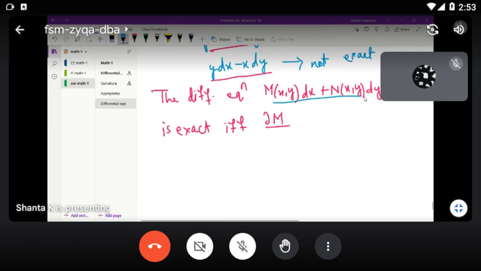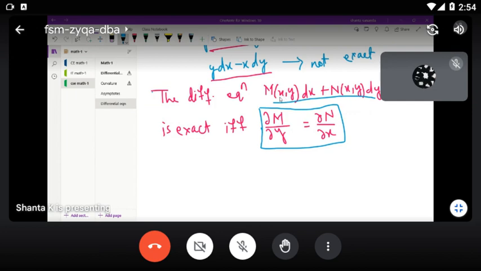Okay, so it's exact if and only if both are necessary. When the partial differential of M with respect to y is the same as the partial differentiation of N with respect to x. What it is saying is that if you differentiate partially the coefficient of dx with respect to y, it is the same as the partial differentiation of the coefficient of dy with respect to x.